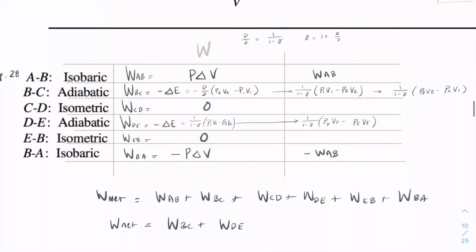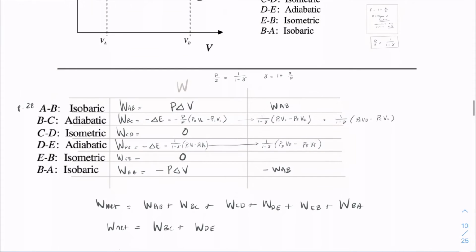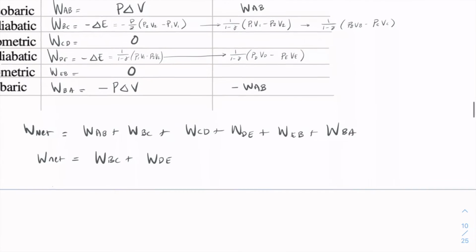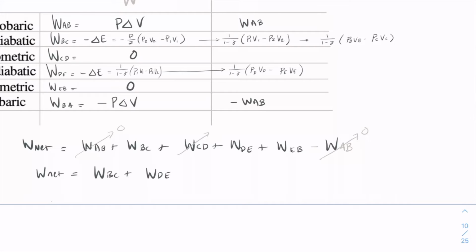So I solve for each of these work terms separately, just kind of using the lecture notes for the general equations. Okay, and I found all of them. So now I'm going to add them together. I'm going to take this W_BA term and turn it into a negative W_AB, okay? And I can cancel these guys, right? These will cancel. I know that CD is 0. I know that EB is 0. And then my final terms I have are just these.